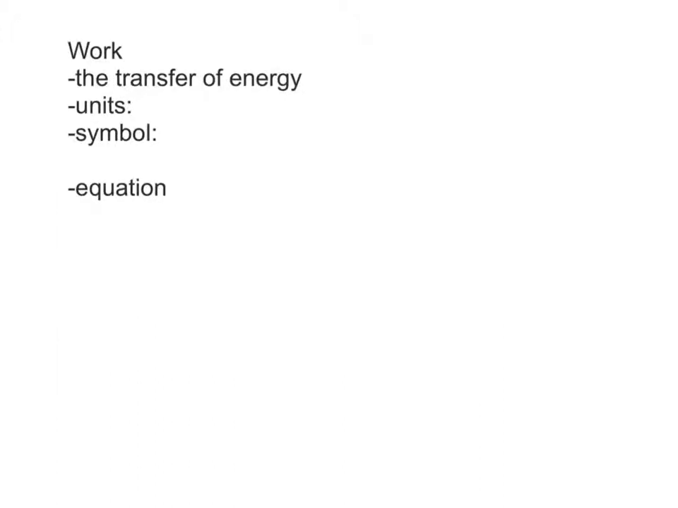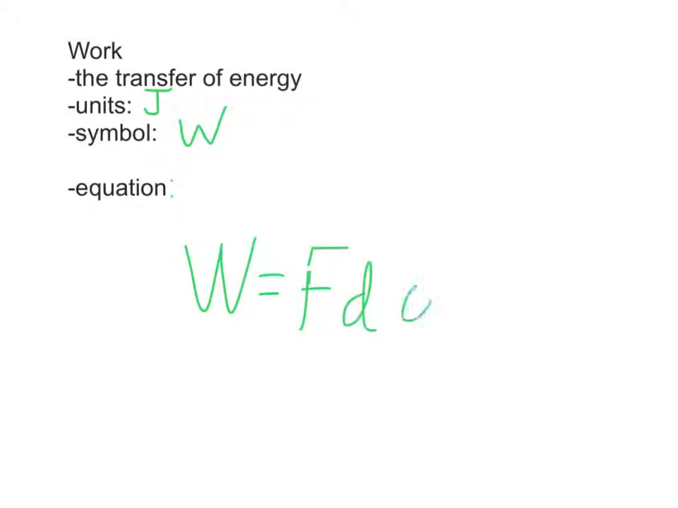So all work is the transfer of energy. Because it's energy being transferred, the units are the same as the units for energy, joules. The symbol for work is a capital W, and the equation is work equals FD cosine phi.